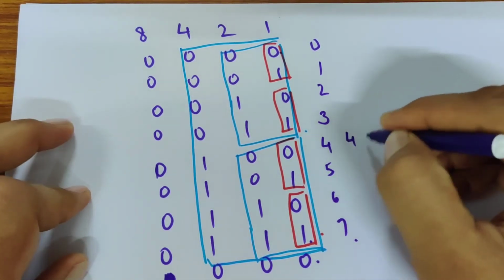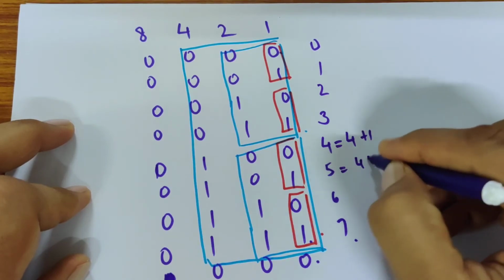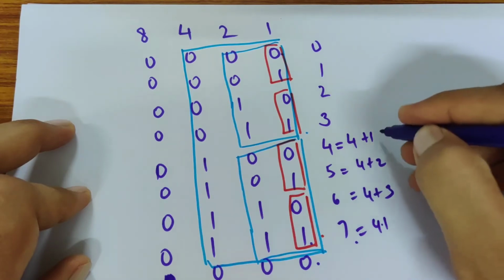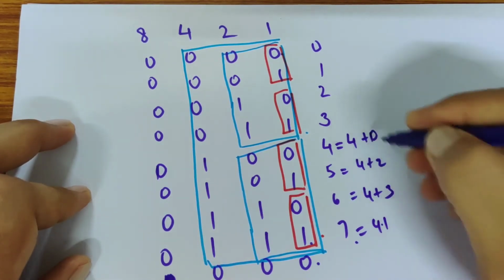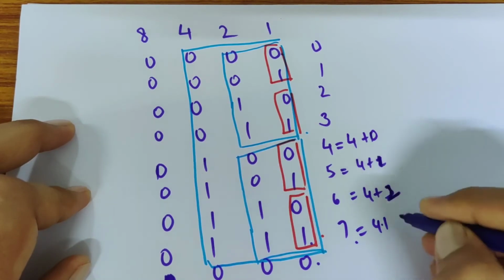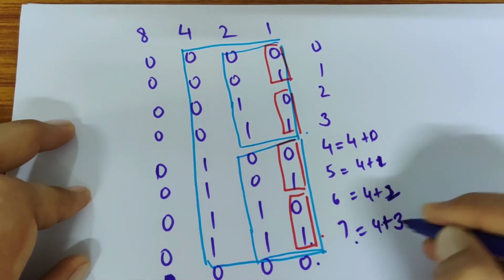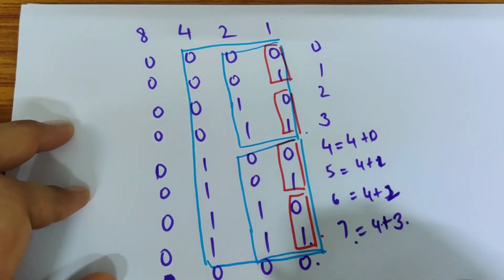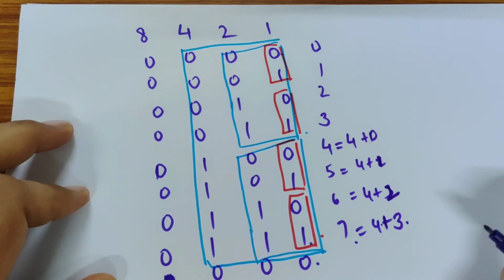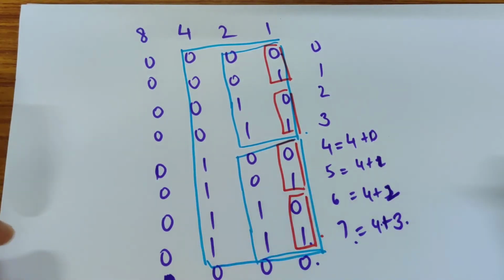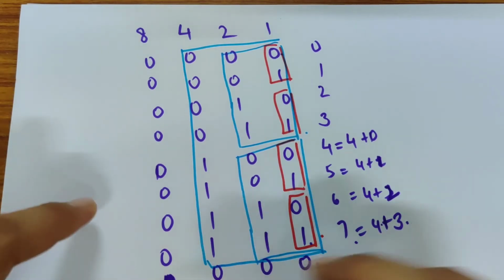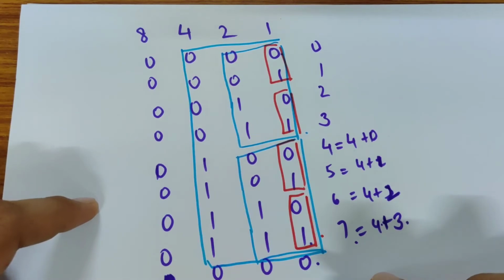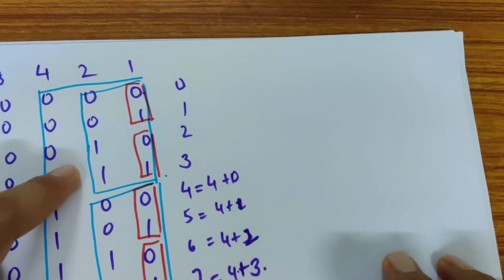So 4, 5, 6, 7 is 4 plus 0, 4 plus 1, 4 plus 2, 4 plus 3. 4 plus 4 is not there because the maximum is 4, so then it becomes 8. Yeah. So this is the pattern that we have, and how binary is representing a decimal number. You are seeing how much of that weight is there. Okay.